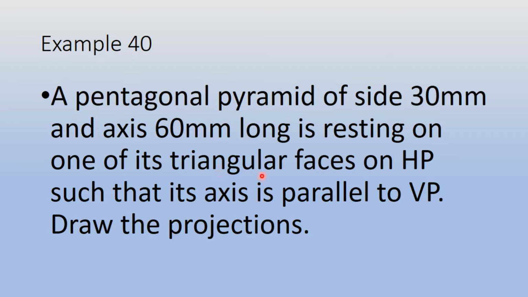The pentagonal pyramid is resting with its triangular face on HP. So this will mean that the axis of the pentagonal pyramid will not be perpendicular to HP, but it will be somewhat parallel. Not exactly parallel, but somewhat parallel. And the axis will be parallel to VP. So here we just need to make sure that one of the five triangular faces of this pentagonal pyramid should rest on the HP, and the other thing, the axis should be parallel to VP. So we will see how to imagine this now.